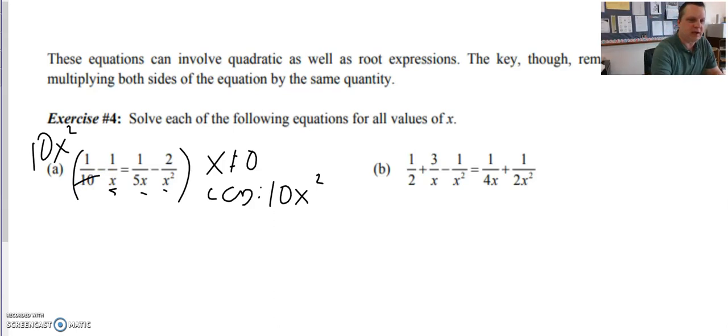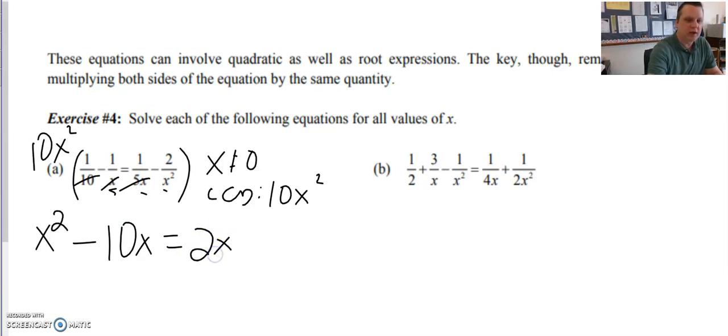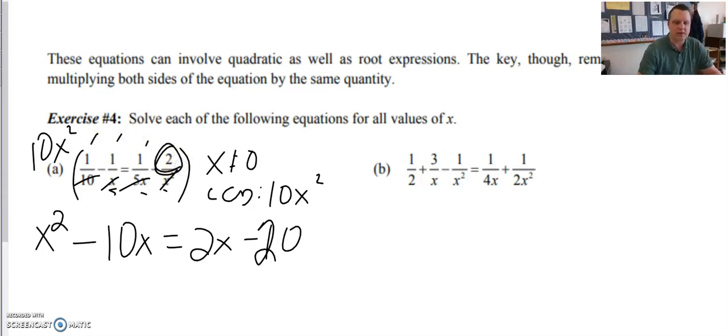The 10 cancels with the 10, you're left with an x squared. There's your minus. The x cancels with 1x, you have a 10x. The 5 cancels with 10x squared, you are left with a 2x. x squared cancels, another minus, of course, you're left with a 10. So you should have x squared minus 10x equals 2x minus 20, because it was 10 times 2. Okay, 10 times 2, which gives you the 20.